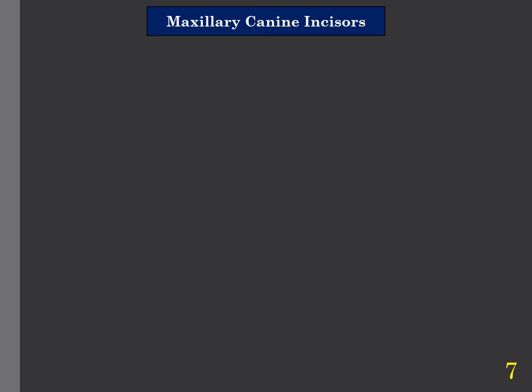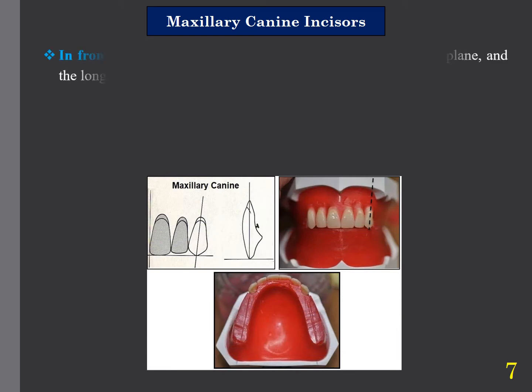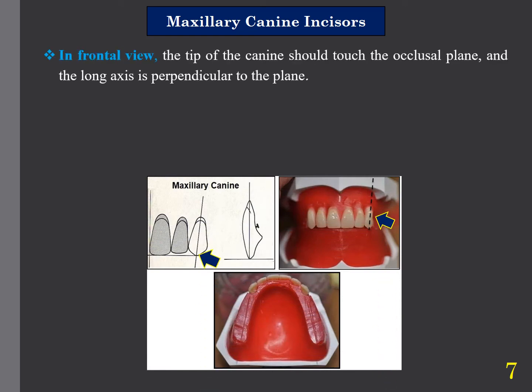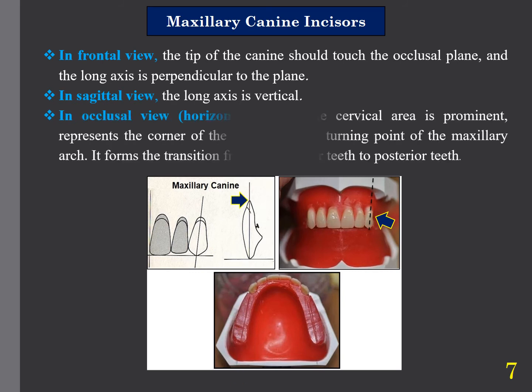The last tooth of the maxillary anterior teeth is the maxillary canine. In a frontal view, the tip of the canine should touch the occlusal plane, and the long axis is perpendicular to the plane. In sagittal view, the long axis is vertical. In occlusal view, the cervical area is prominent, represents the corner of the mouth and the turning point of the maxillary arch. It forms the transition from the anterior teeth to posterior teeth.